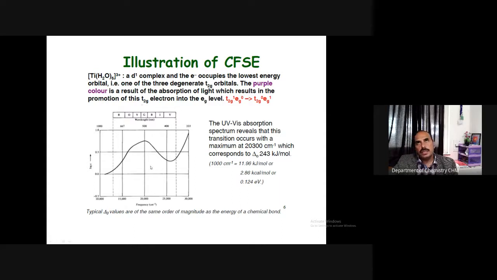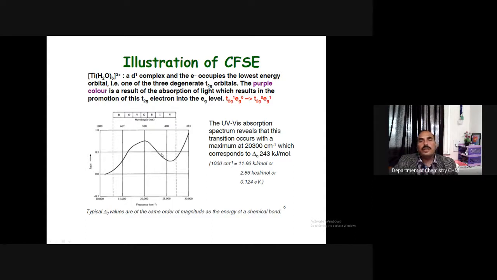In the spectrophotometer, there is a light source which will provide light ranging from, let's say, 333 nanometer to 1000 nanometer, or 10,000 centimeter inverse to 30,000 centimeter inverse. Sometimes even more, depending on the range. Generally it is from 200 to 1000 nanometer, that is, in the UV visible range. That is the range generally provided. So those lamps will be giving energy.